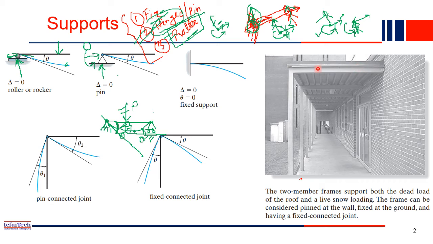This beam takes care of the load of the slab, as well as any snowfall happening during the winter time; that snow load will also be taken care of by this beam, right? So this is a frame structure. This frame can be considered pinned at the wall side. So this side you can consider as a pin joint, right? And this side is basically grounded, right?